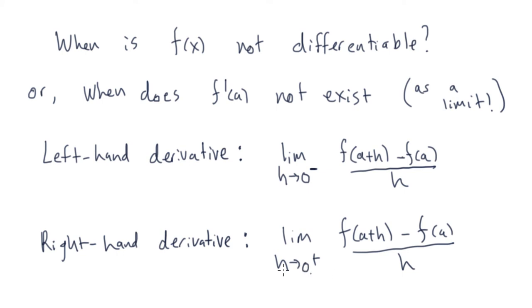Okay, so we need these two things to be equal. That's the key point. For f of x to be differentiable, the left-hand derivative has to equal the right-hand derivative. And in the first example we'll see of a function that's not differentiable, that's exactly what we'll do. We'll look at the left-hand derivative and the right-hand derivative, and show that they're not equal, therefore the function will not be differentiable.